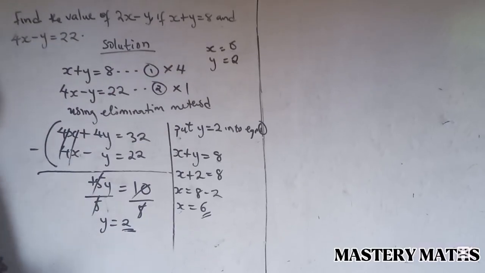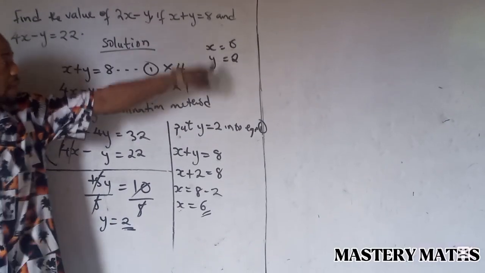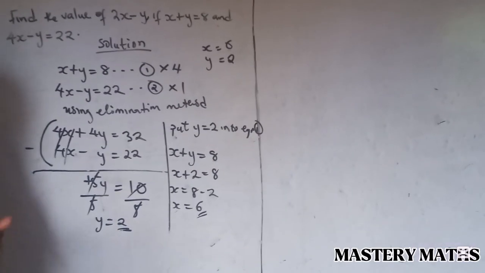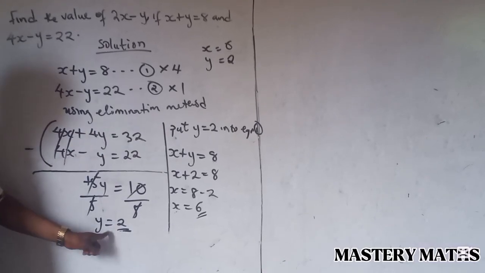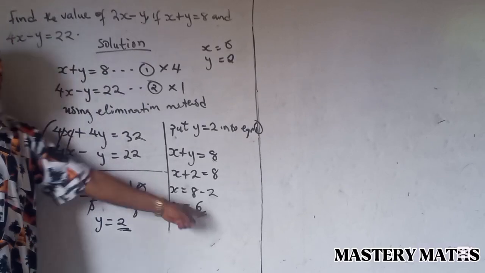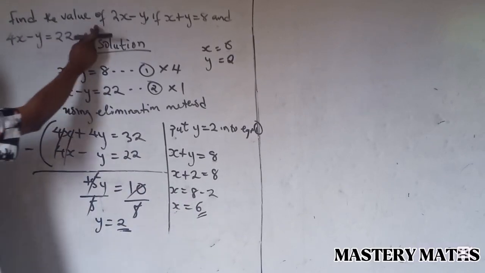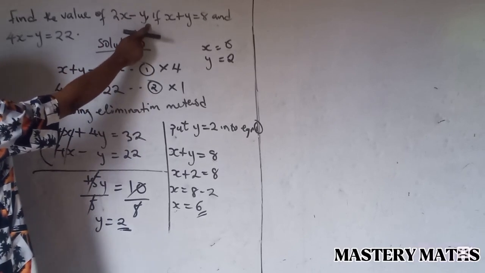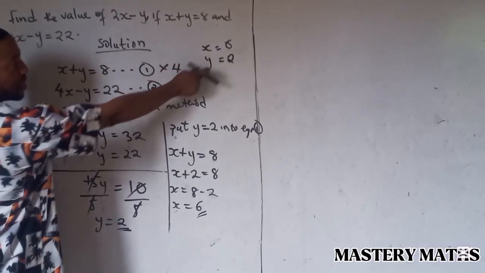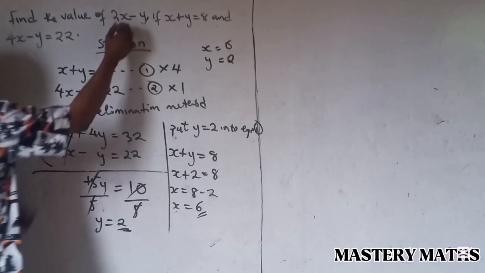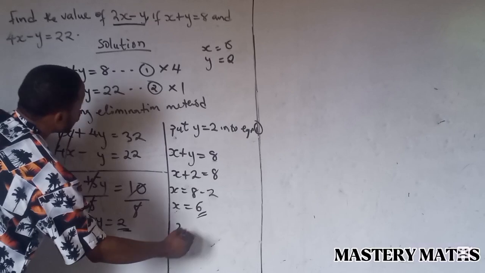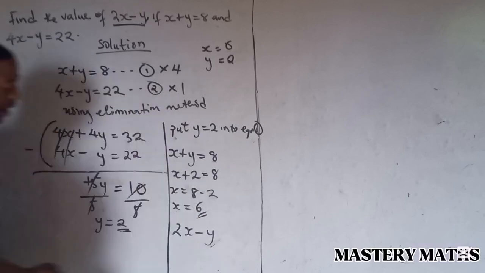So the values are not complete. Now, this is not the final answer. Remember, we've gotten the value of our y, which is 2, and the x, 6. Remember, the question says, find the value of 2x minus y. So, having gotten x and y, which is 6 and 2, we can now solve for the last question on the board, which is your 2x minus y.